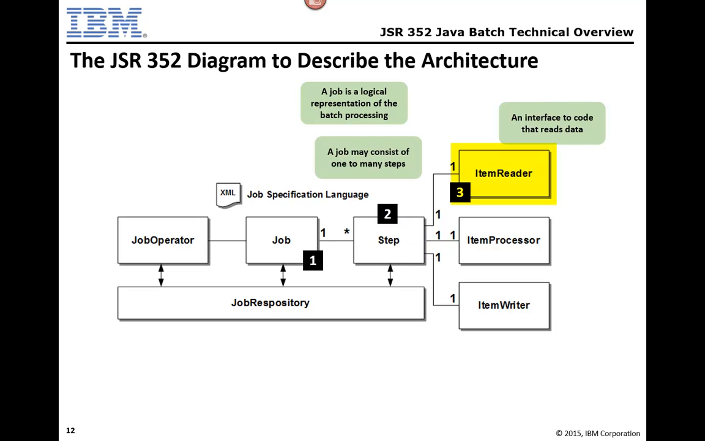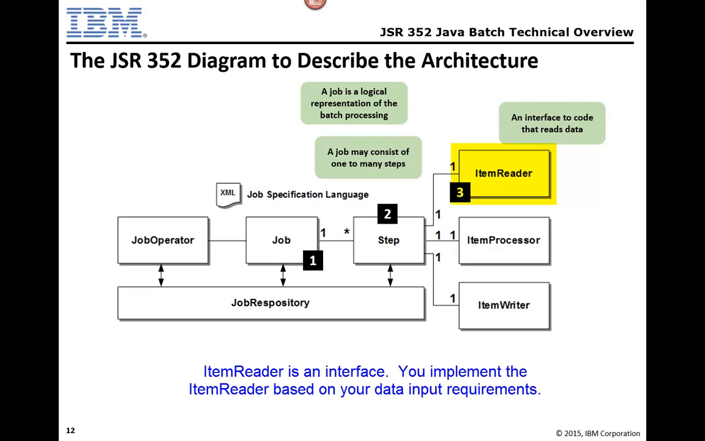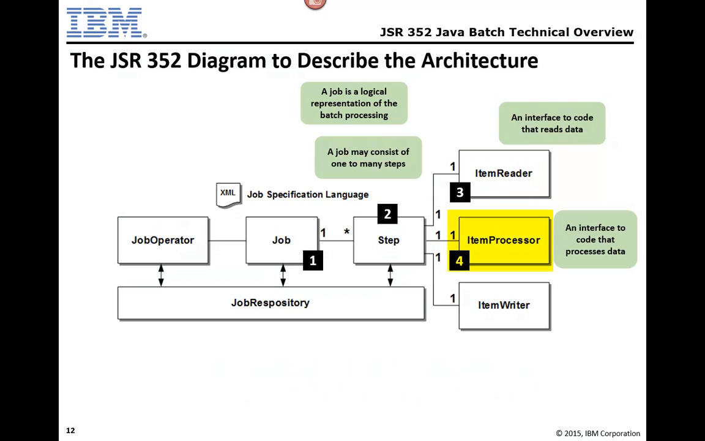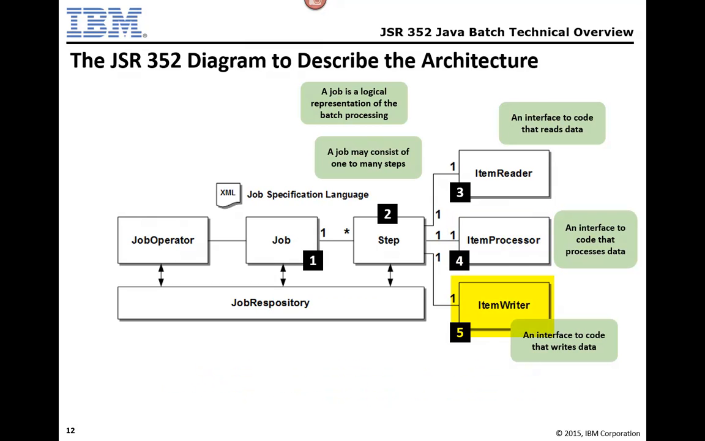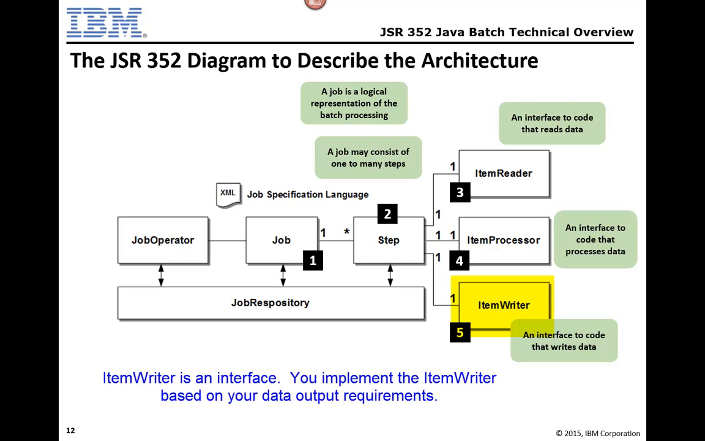A step reads in data. In JSR352 language, this is the item reader. It's an interface for the Java developer to implement that reads the data needed for the batch job. A step processes the data. This is known as the item processor. Again, this is an interface the Java developer implements that does the data processing for the batch job. A step writes the data. This is known as the item writer. This is also an interface to the Java code for the write pattern.